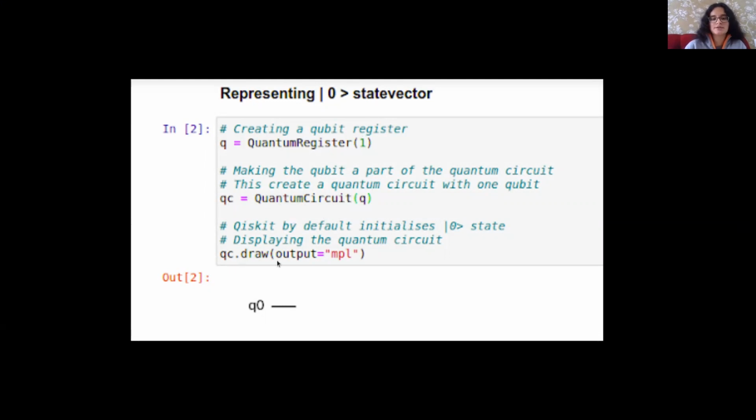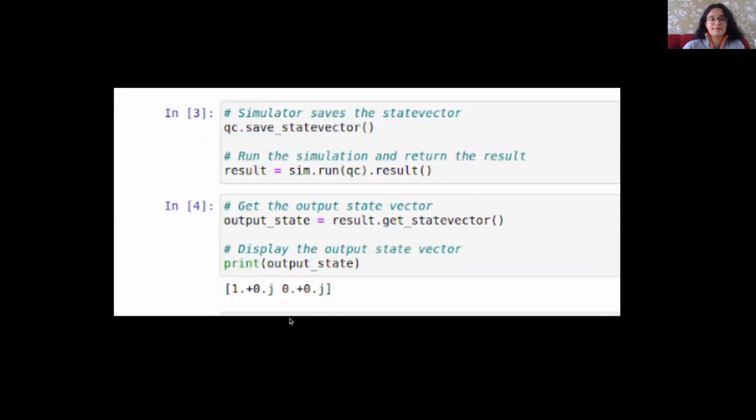Then we use qc.draw to just draw our circuit. And because we have done nothing, we've just initiated a qubit, so we just get a simple line with q0 meaning qubit. Also, one thing to note is that by default, Qiskit initiates every qubit as Ket 0. So if you're not applying anything on this line or this qubit, then it is in Ket 0 state. So we can measure that as well. And that is what we'll see further.